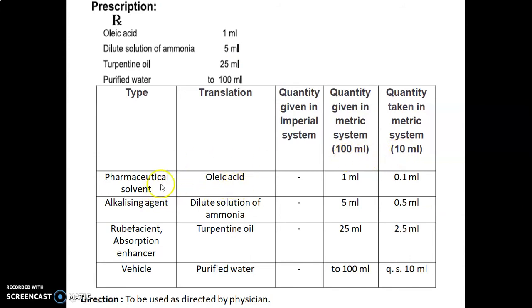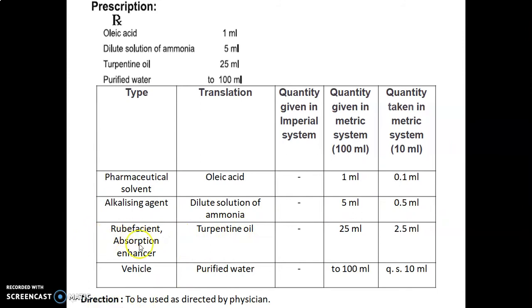So first of all, oleic acid is used as a pharmaceutical solvent. Quantity given in the metric system is 1 ml. Quantity required to prepare 10 ml is 0.1 ml. This quantity should be calculated with the help of the factor. Dilute solution of ammonia is used as an alkalizing agent. Quantity given in the metric system is 5 ml and quantity taken should be 0.5 ml.